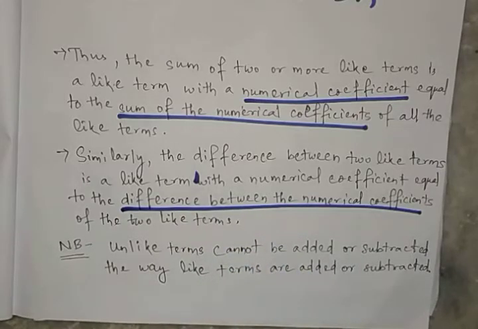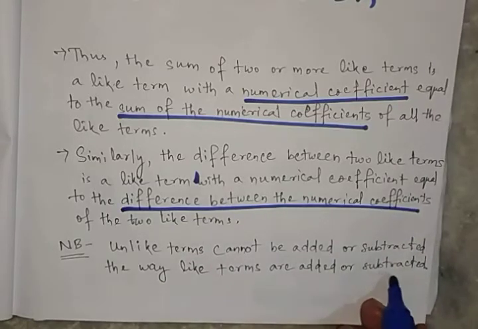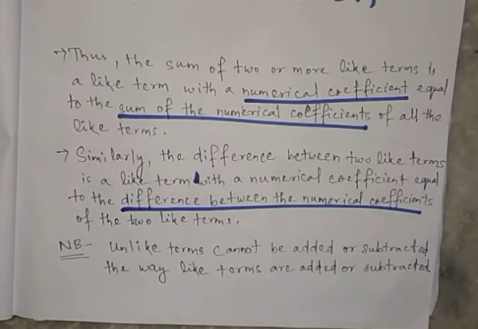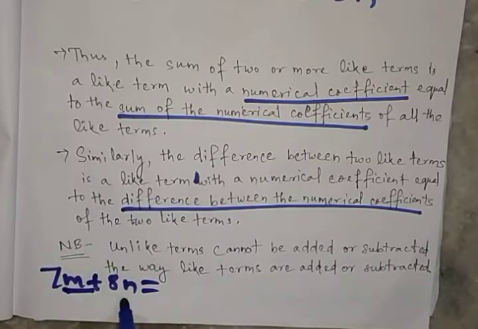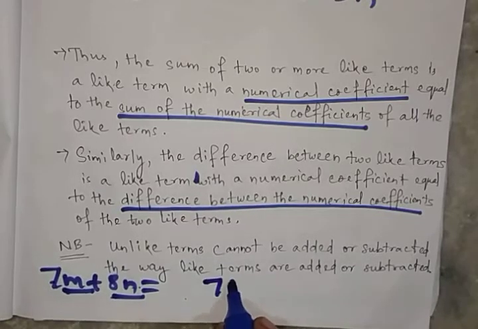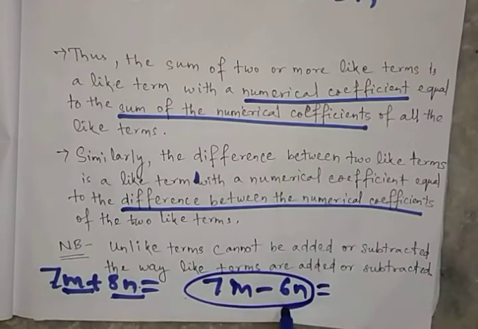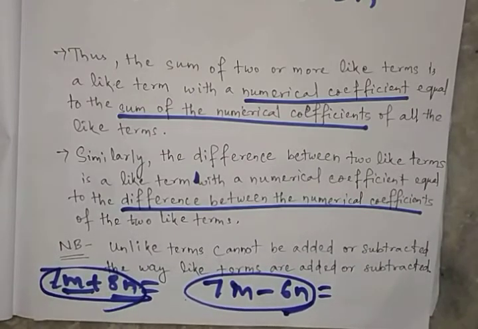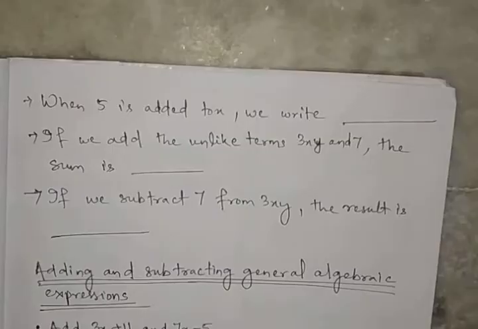Unlike terms cannot be added or subtracted the way like terms are added or subtracted. You cannot add unlike terms, for example 7m plus 8n. You cannot add them because they do not have the same variables. Or 7m minus 6n, this one also you cannot simplify. You can simply write it as 7m minus 6n, or 7m plus 8n. It will be an expression, but you cannot add or subtract unlike terms.